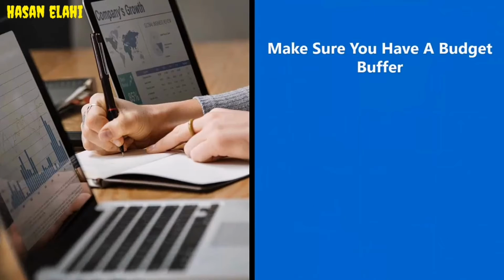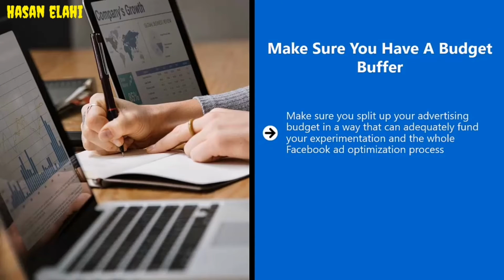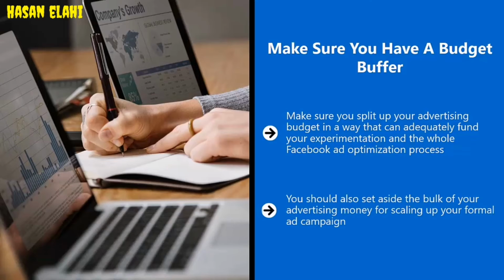Make sure you have a budget buffer. Make sure you split up your advertising budget in a way that can adequately fund your experimentation and the whole Facebook ad optimization process. You should also set aside the bulk of your advertising money for scaling up your formal ad campaign. This is how you maximize your ad budget dollars.